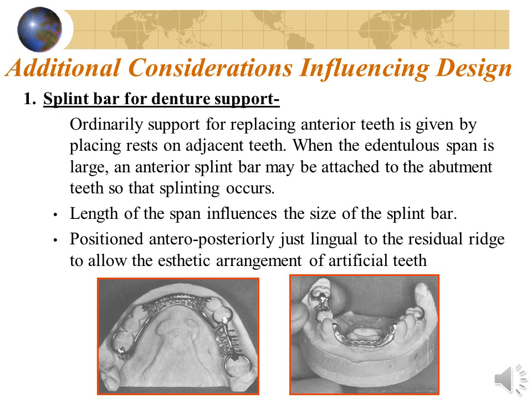The length of the edentulous span influences the size of the splint bar. Long spans require more rigid bars than the shorter spans. Chromium cobalt alloys are usually recommended for casting of the splint bar because of their great rigidity. The splint bar must be positioned antero-posteriorly, just lingual to the residual ridge, to allow an aesthetic arrangement of artificial teeth. This type of RPD will have aesthetic advantages of removable anterior replacements and positive support, retention and stability from the underlying splint bar.